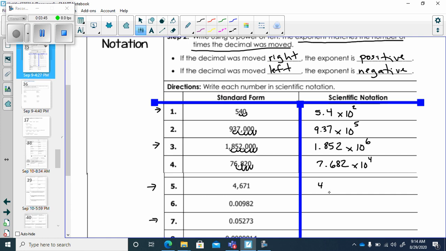4,671. That would be 4.671 times 10 to the. How many places am I moving my decimal? We understood decimal there. 1, 2, 3. I've moved it 3 places. It's positive because this number is bigger than 1.